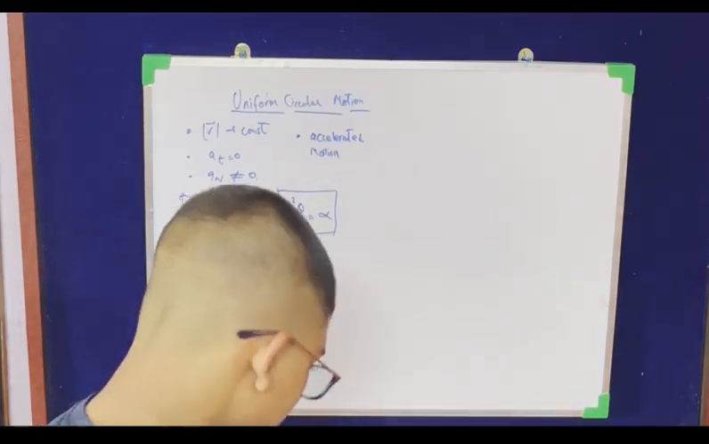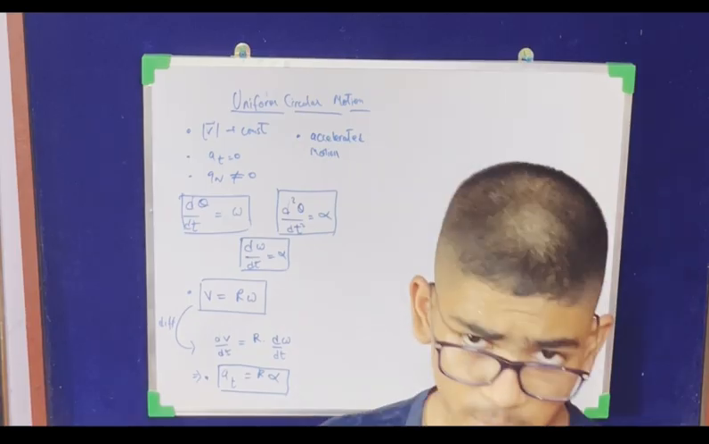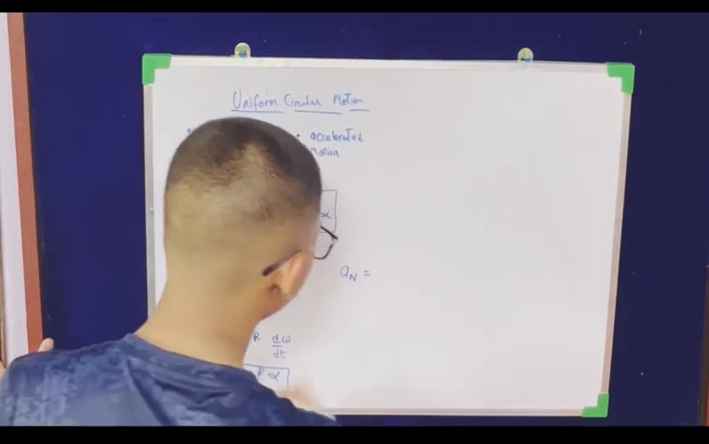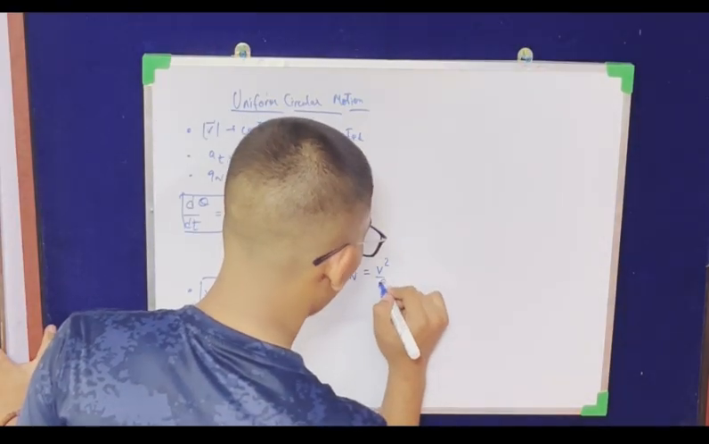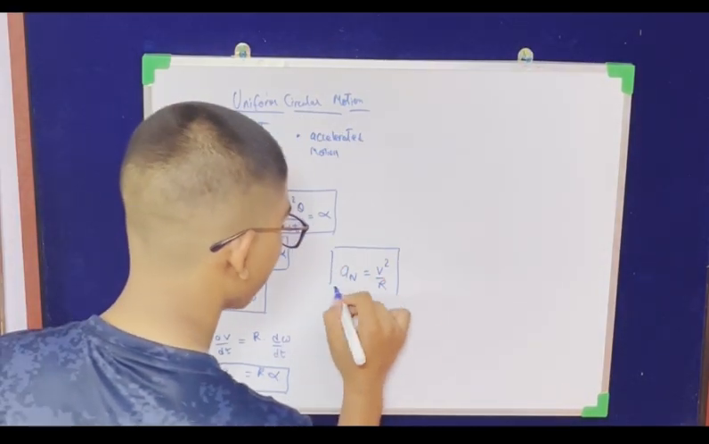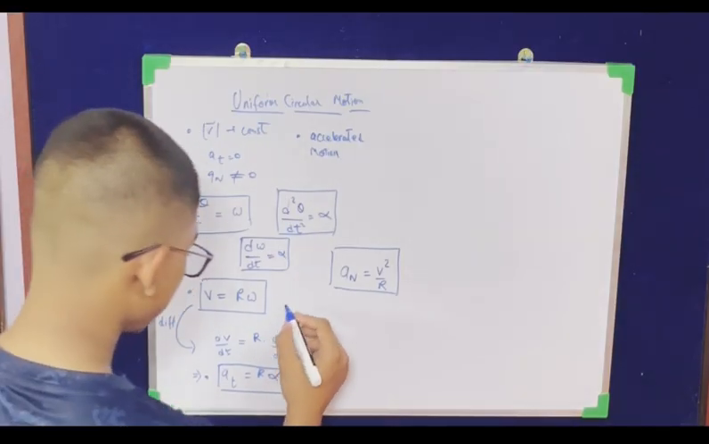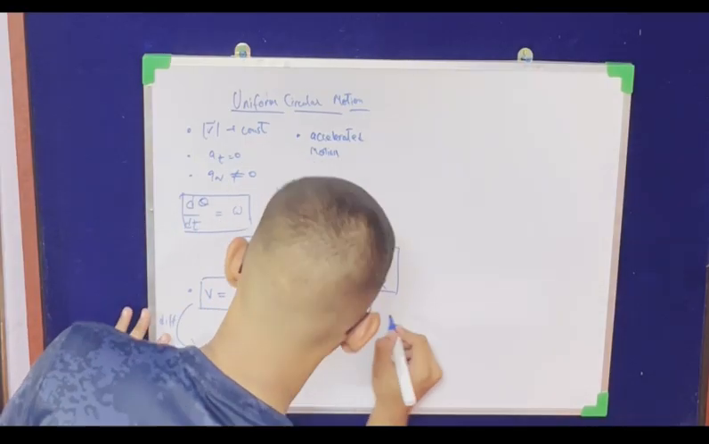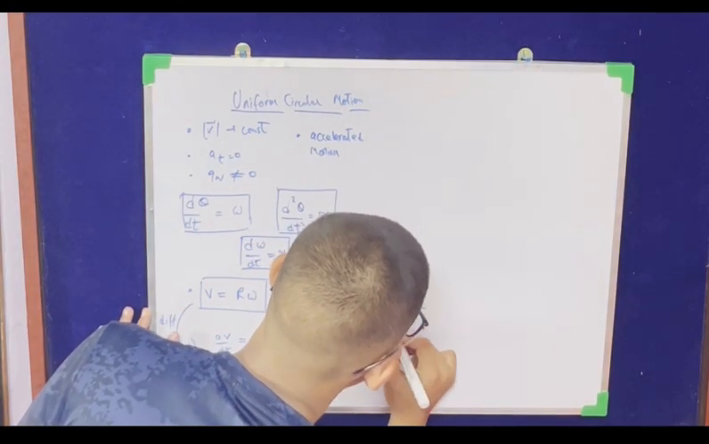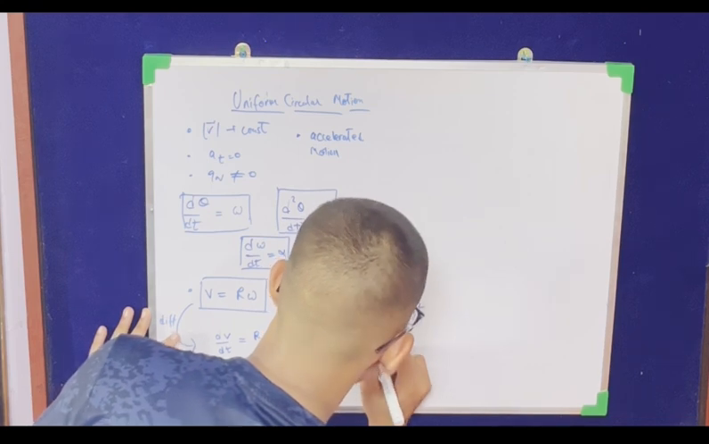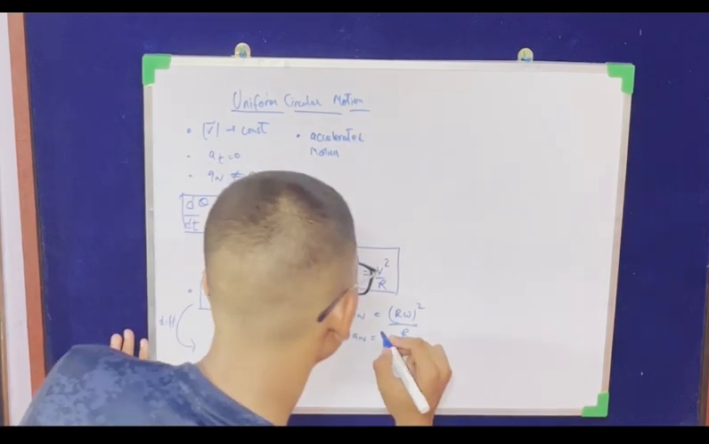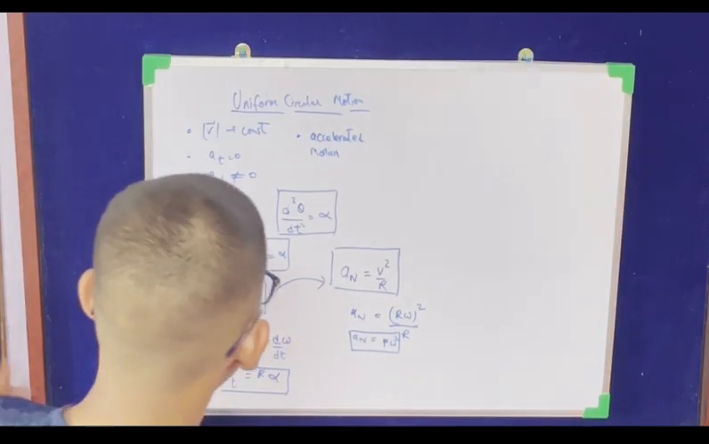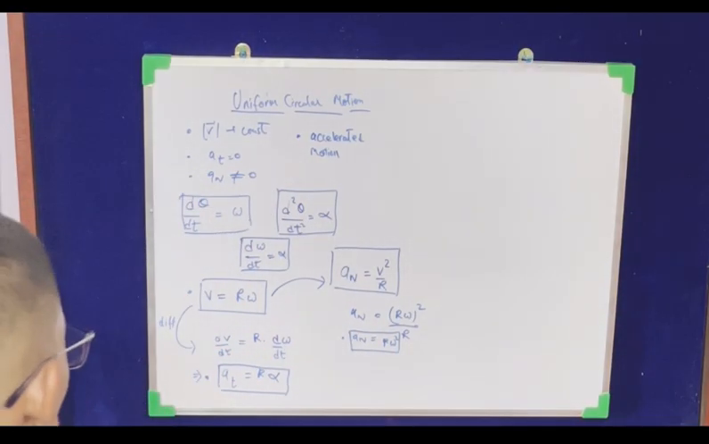Last but not the least, if we want to find the normal acceleration, its value comes out to be v square by r. Now if we put the value of velocity in the equation, what do we get? An is equal to r omega whole square by r. So normal acceleration is equal to r omega square. So these are the basic formulas we have to take care of.